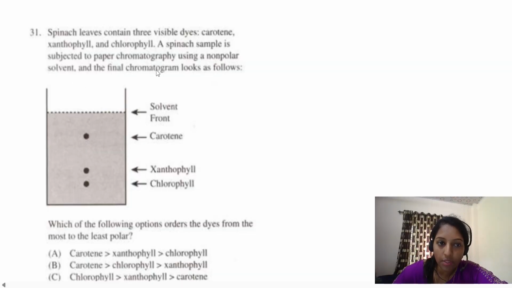Let's get started. So the question is, spinach leaves contain three visible dyes: carotene, xanthophyll and chlorophyll. A spinach sample is subjected to paper chromatography using a non-polar solvent, and the final chromatogram looks like this, with the solvent front. See the pattern. Which of the following options orders the dyes from the most to least polar? Okay, we need to arrange them in the order of most to least polar.